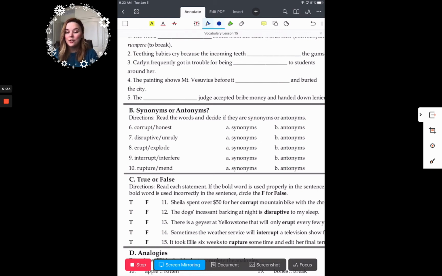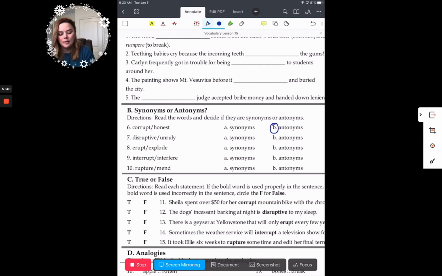Alrighty, so number 6, we have corrupt and honest. Those are antonyms. Number 7, disruptive and unruly. Those are synonyms. Erupt and explode. Those are synonyms. Interrupt, interfere. Those are synonyms. Rupture, mend. Those are antonyms.